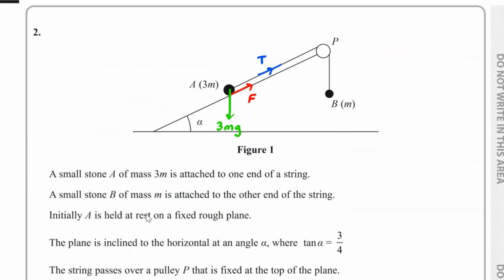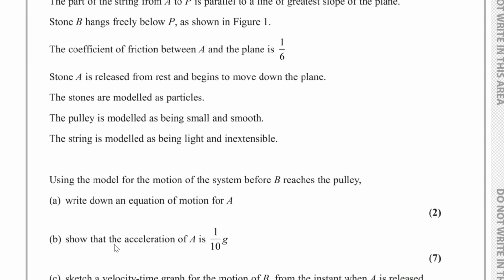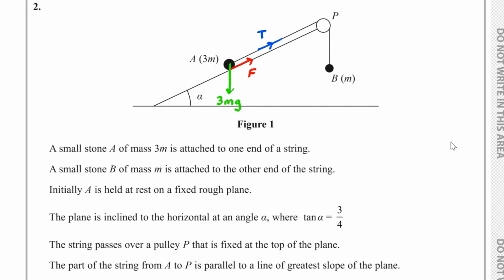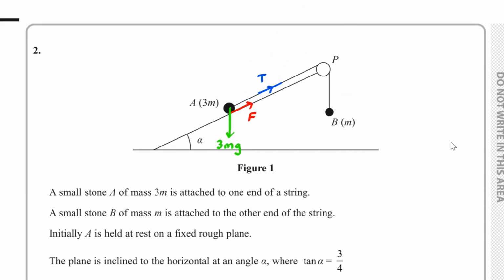Now, for part B, we have to show that the acceleration of A is 1/10 g. Now, before we do anything else, we can find out the resultant force R. If we work out the resultant force R, well, of course, that's equal to 3mg times the cosine of alpha. Of course, we are resolving perpendicular to the plane.